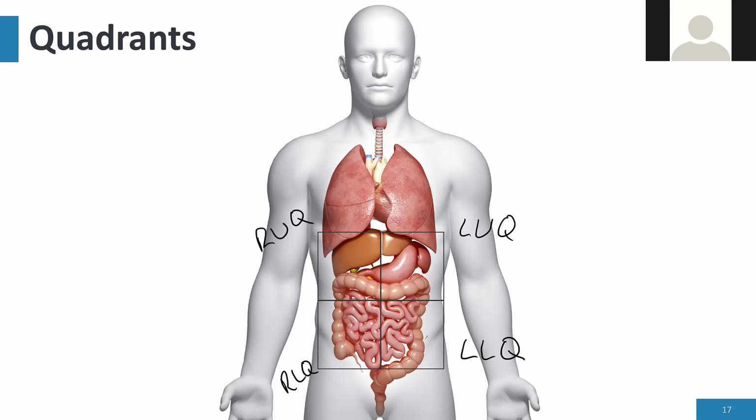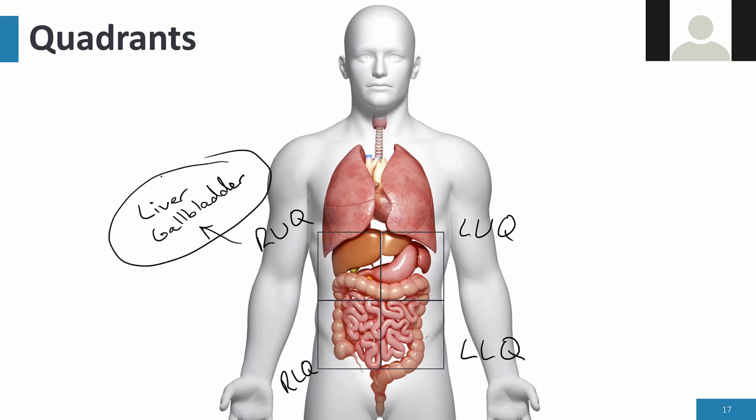Because if somebody's complaining of right upper quadrant abdominal pain, and we know that really the only things up there in that right upper quadrant are our liver and gallbladder, we can see, okay, yeah, a little bit of some of the intestines fall into that quadrant, but really just those two. Then if somebody's complaining of right upper quadrant abdominal pain, there's a high degree of likelihood that it's probably one of those two structures.